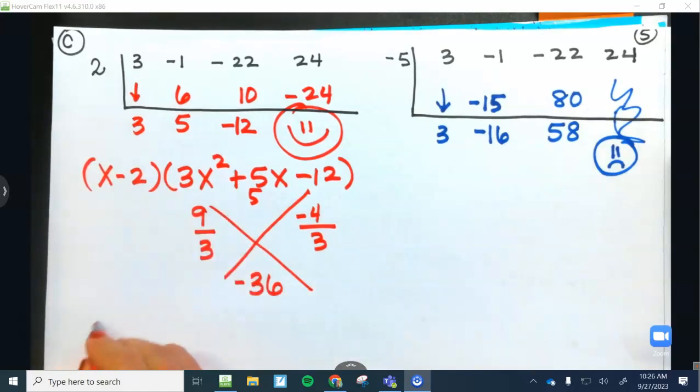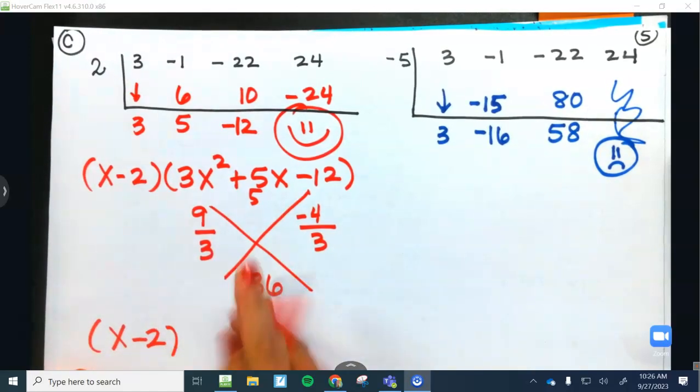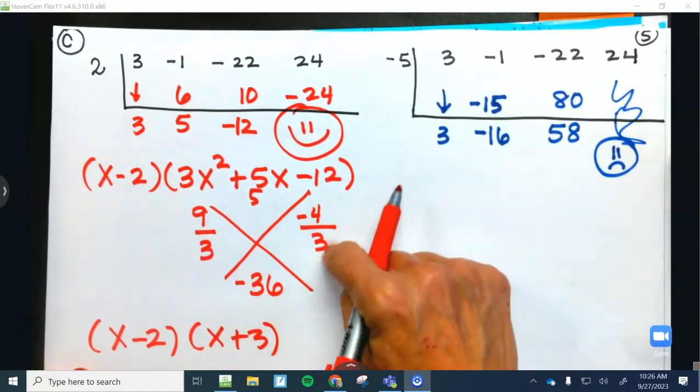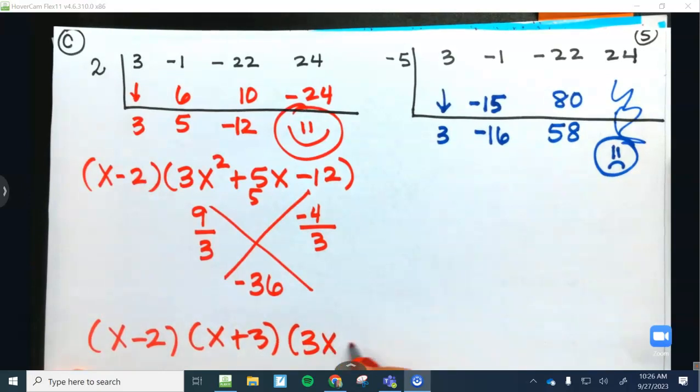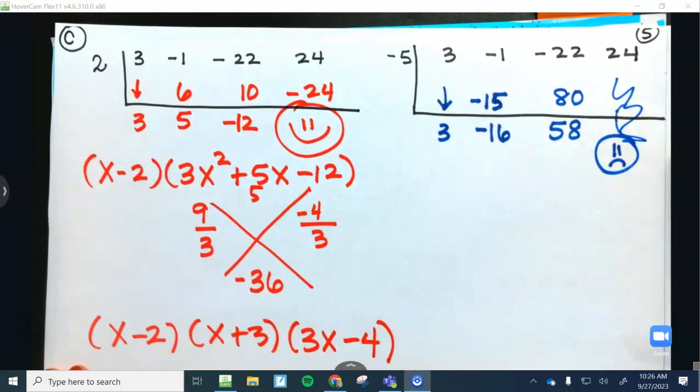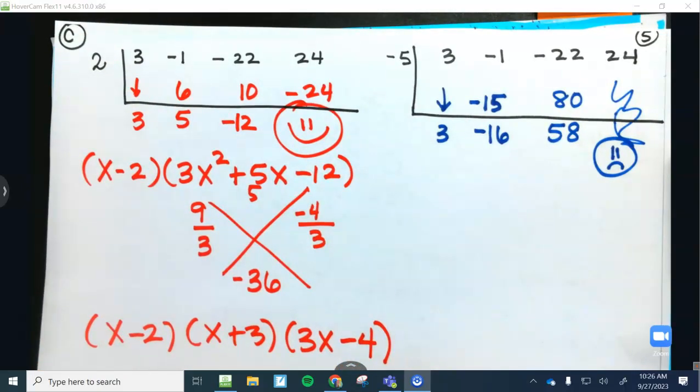All right. So guys, that's going to be just x plus 3. And that's going to be 3x minus 4. Is there a proper order divided in, or can we write it in any order? Any order. No proper order.